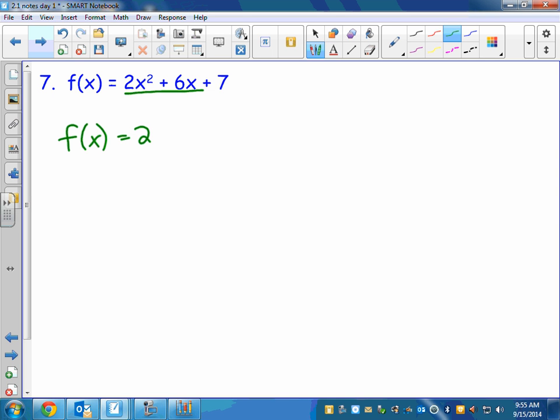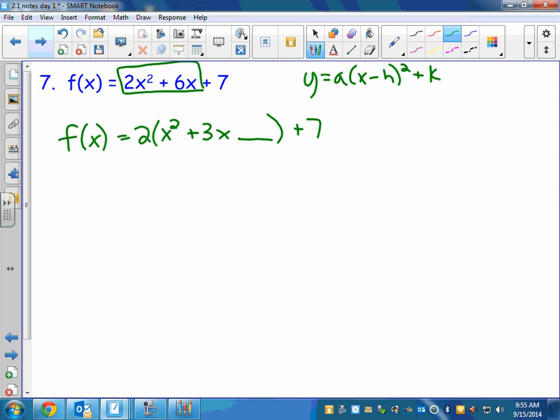So I'm only going to take the 2 out of the part that I'm completing the square with, because I'm not going to do anything with the 7 but kick it at the end. So that would change to x squared plus 3x, leave a spot to complete the square, and then still kick that plus 7 out. Notice, it kind of looks like a times x minus h squared plus k right now. It's like we just pulled the a value out in front of that. But it's not anything to do with the k.